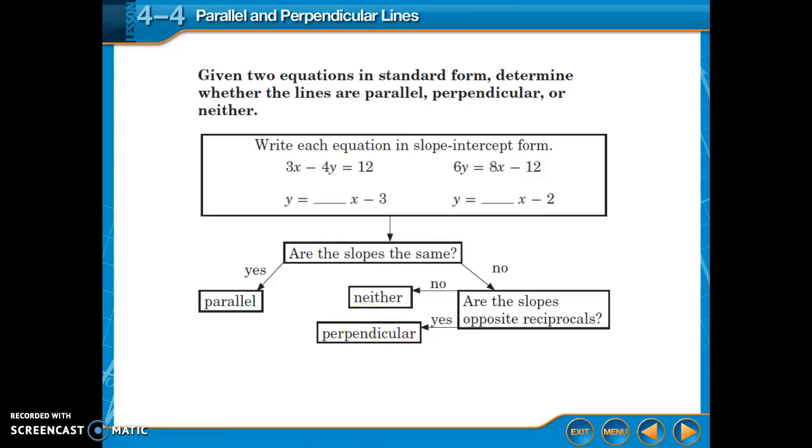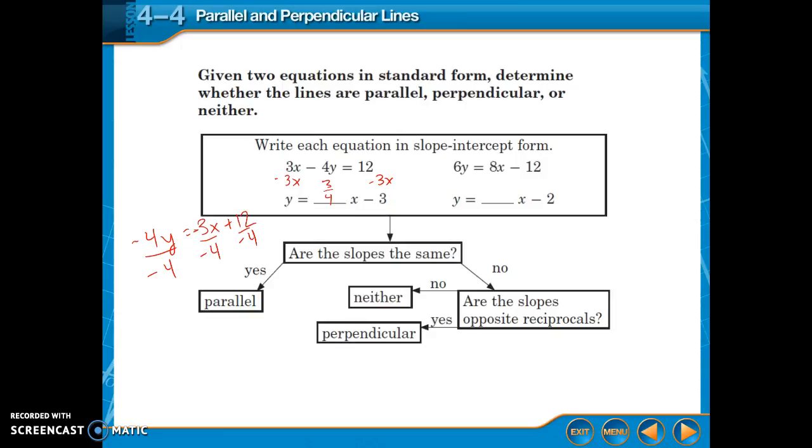So again, it says write each equation in slope-intercept form. So the first thing we would do here is we would subtract 3x to both sides. So we have negative 3x, negative 3x. And I'm going to write this off over here to the side. So negative 4y equals, sorry, equals negative 3x plus 12. Divide both sides by negative 4. And our result, negative divided by negative, is positive. So this is 3/4. And 12 divided by negative 4 is indeed negative 3.